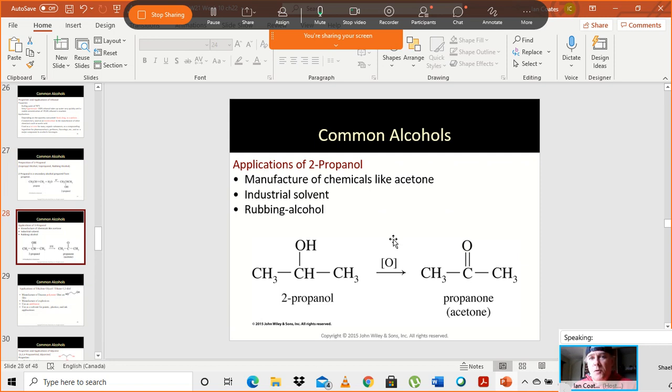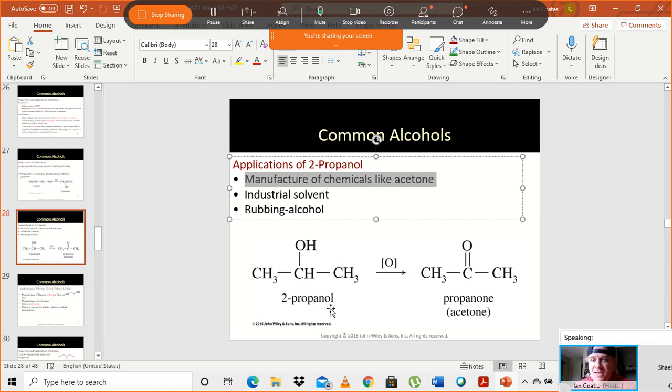Applications of 2-propanol. Manufacture of chemicals like acetone. And you see here, 2-propanol. What kind of alcohol is it? Primary, secondary, tertiary? It is secondary. So if I oxidize it, I have now made propanone, known by its old school name that everyone will be familiar with, acetone, or toenail polish remover. Yeah. Thank you.